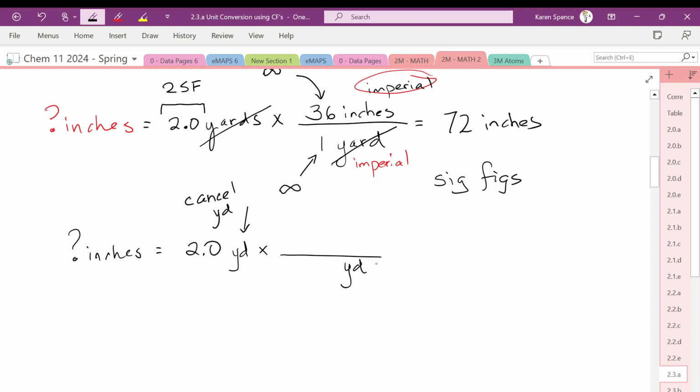Goes on the bottom of the conversion factor. So I'm not going to accidentally write it the wrong way around if I do it this way and I fill in the units with a little bit of brain action going on at the time. So I'm like, yards must go on the bottom. That means inches must go on the top. And I know that there are 36 inches per 1 yard. Okay, is good? All right.